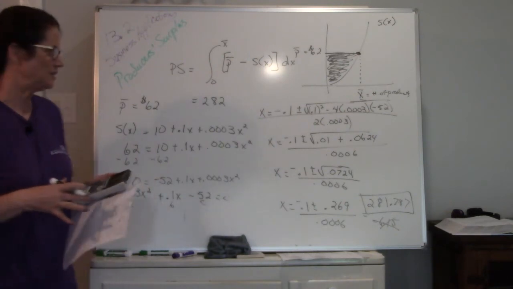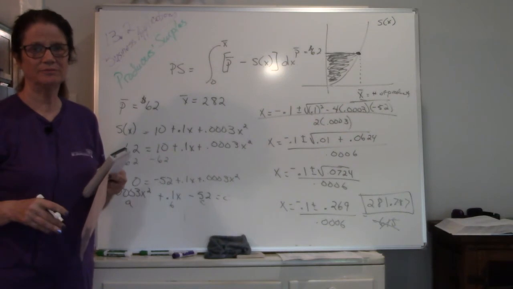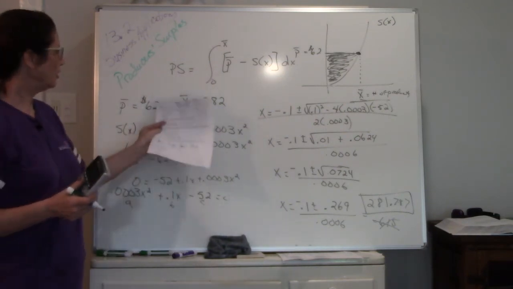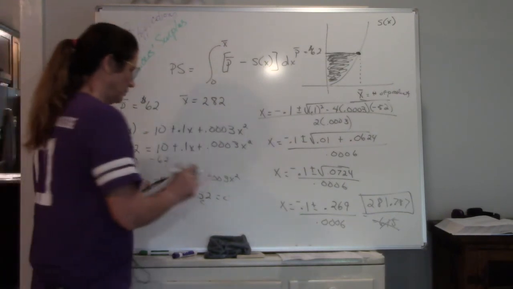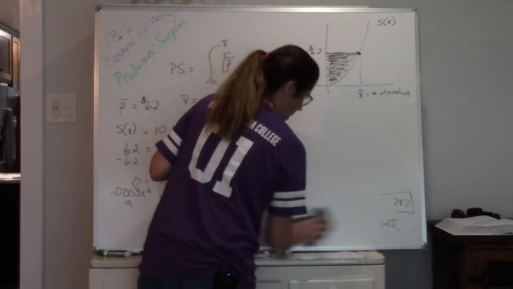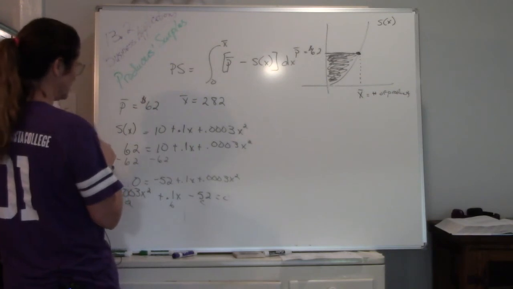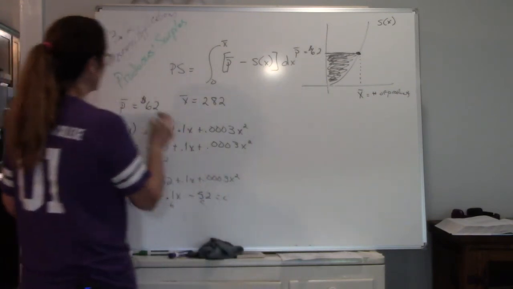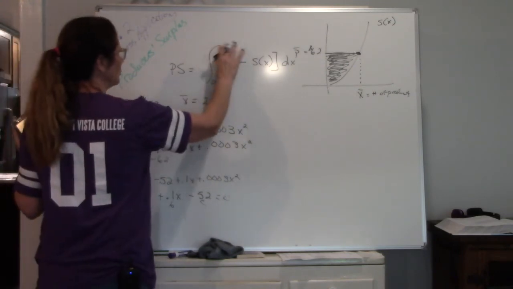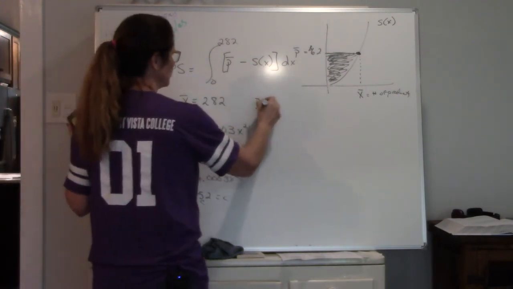Don't get lost in these. What I just found is my X bar. That's all I found. All right? I have not used my producer surplus yet. All I found is my X bar. So now I'm going to erase all this. And now, let's see, I better keep this. All right, so 62 is our P bar, X bar is our 282. We know that goes up here. So now I can find my producer surplus.